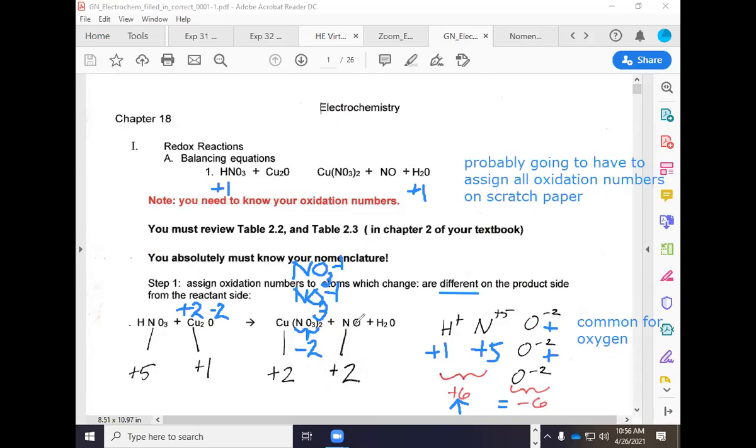And then this one, I know this is going to be an oxide. And so if this is a -2, this has to be a +2. Step 1 is critical. For this chapter, step 1 is absolutely critical.